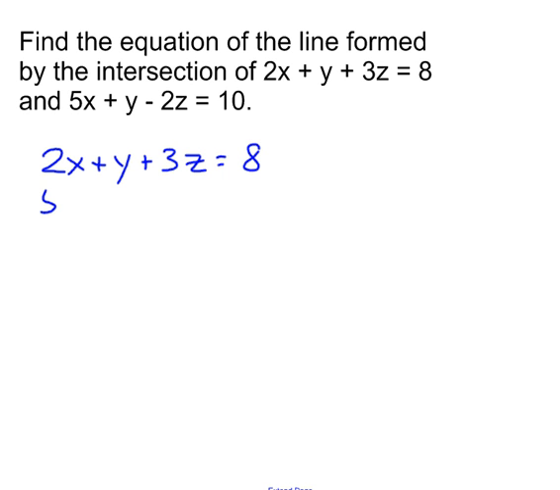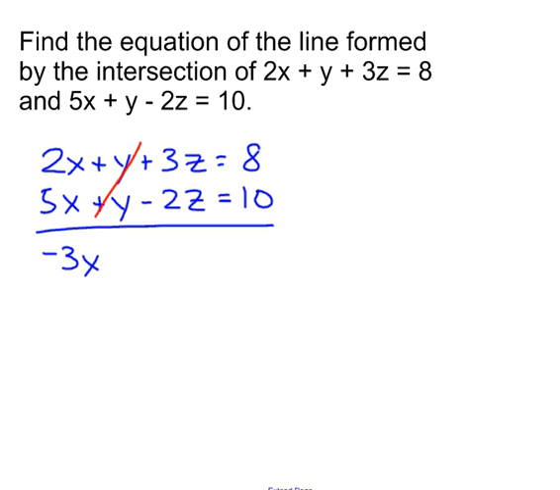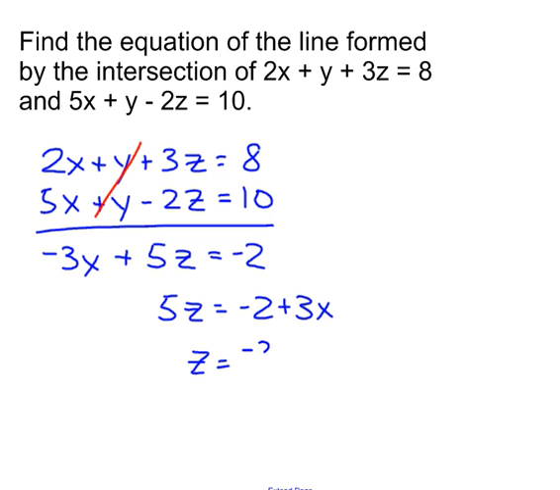So I'm going to start by just stacking these up, and I'm really excited because if I just subtract these, the y's will disappear. So I'm going to go ahead and do that, and I can see that when I subtract, my y's are gone, and I get negative 3x. Let's see, 3 minus negative 2, so plus 5z equals negative 2. And I'm going to go ahead and solve this equation for z. Now I'm in two variables, and I'm going to say, let's see, 5z equals negative 2 plus 3x, and z equals negative 2 plus 3x all over 5.